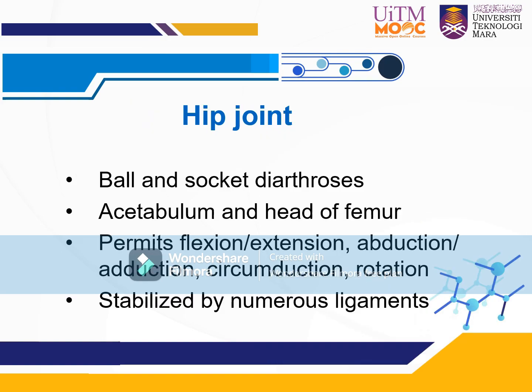Then, the hip joint. The hip joint involves ball and socket diarthroses and allows several movements such as flexion, extension, abduction, adduction, circumduction, and rotation. It is also stabilized by many ligaments.